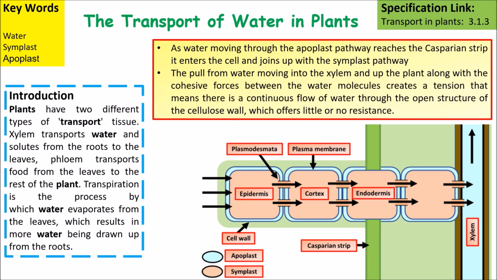So the pull from the water moving into the xylem and up the plant with the cohesive forces between the water molecules creates a tension that means there is a continuous flow of water through the open structure of the cellulose wall, which offers little or no resistance.